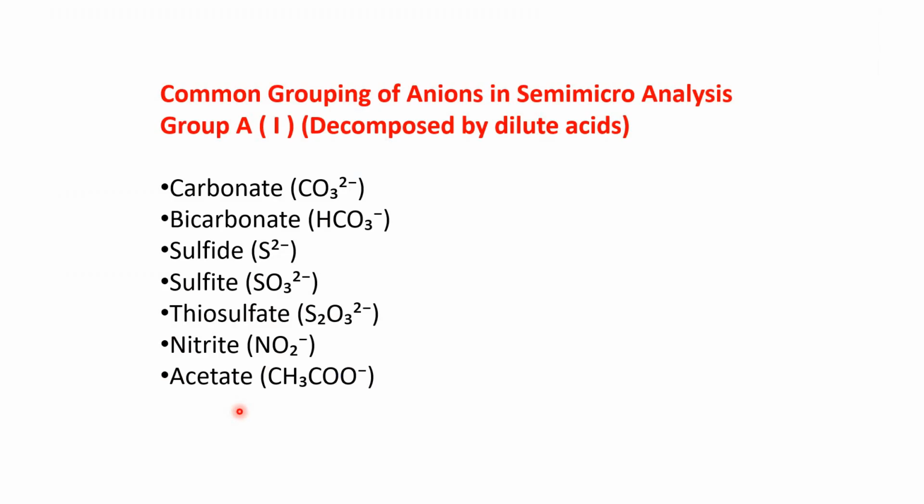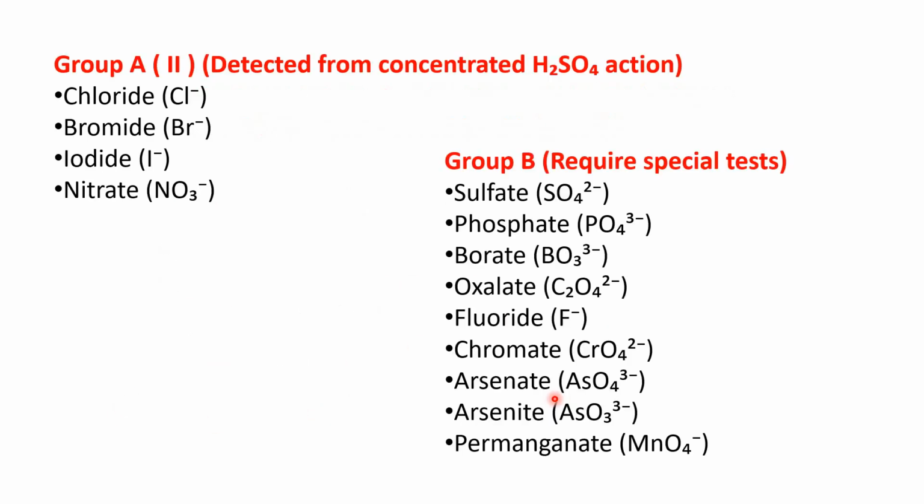Now coming to the second topic which will be discussed: what cations and anions can be identified by semi-micro analysis. That means the tests of cations and anions will be discussed in these videos. So first, anions are divided into two groups, group A and group B. Group A anions are divided into two subgroups, group A1 and group A2. Group A1 are those decomposed by dilute acid, dilute hydrochloric or sulfuric acid. The anions coming under this group are carbonate, bicarbonate, sulfide, thiosulfate, nitrite, and acetate.